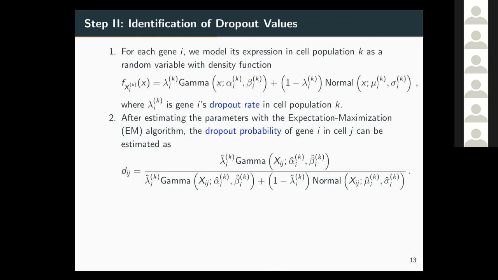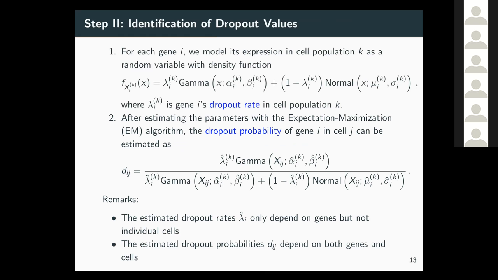And then we estimate the parameters lambda ik, alpha ik, beta ik, mu ik, sigma ik using the expectation maximization (EM) algorithm by fitting the mixture model to the data. With the estimates, we define the dropout probability of a gene I in cell J by this posterior probability using this formula. One thing we want to note is that the estimated dropout rate lambda ik only depends on genes, but not on individual cells. But the estimated dropout probability, Dij, depends on both genes and cells. Here we're missing the subscript k in remark one. So this is the difference between dropout rate, which doesn't depend on cell, and dropout probability, which depends on cell.